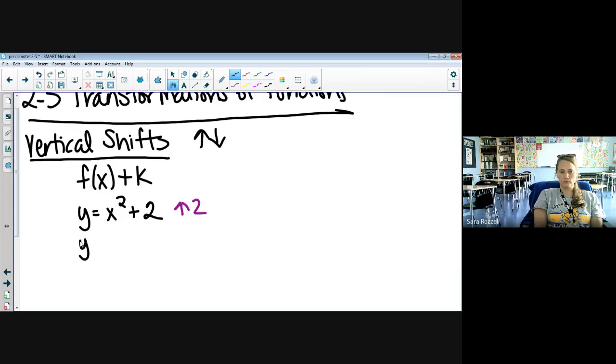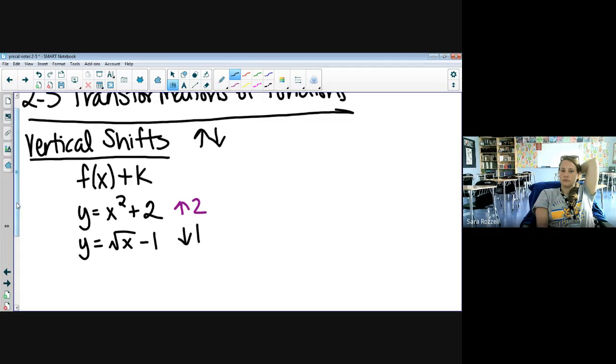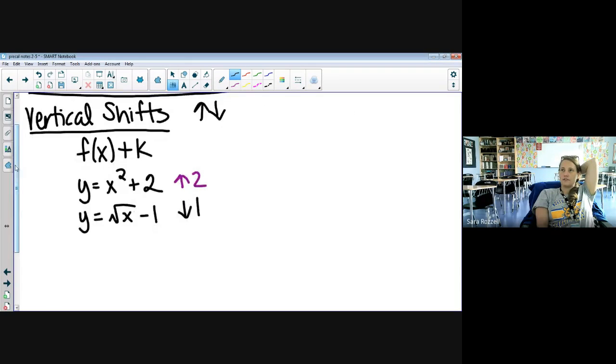Okay. This next one, if I had the square root of x, sorry, not 1, minus 1, that's taking your square root graph, and because the number's on the outside, it's moving it down 1 unit. So numbers on the outside are going to move your graph up or down. So those are our vertical shifts.